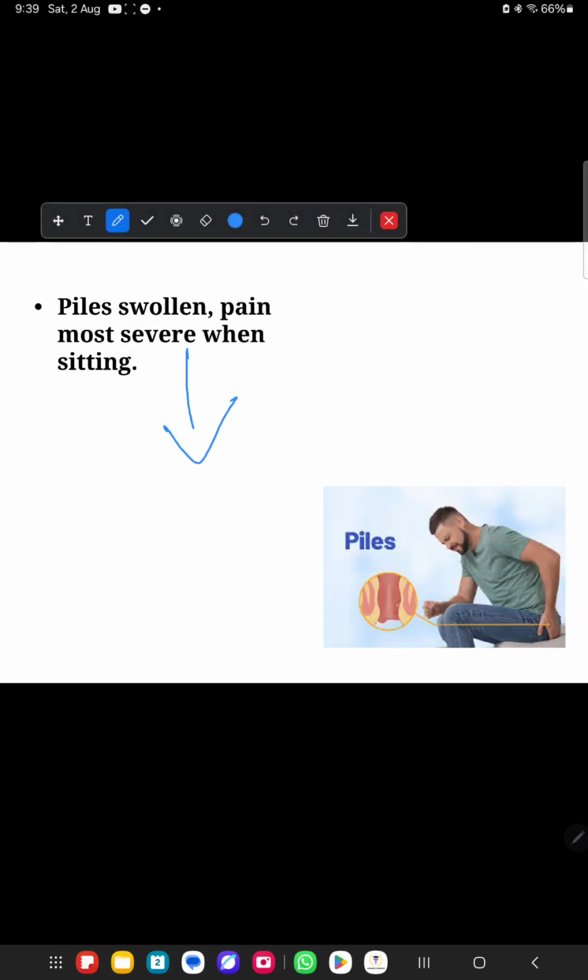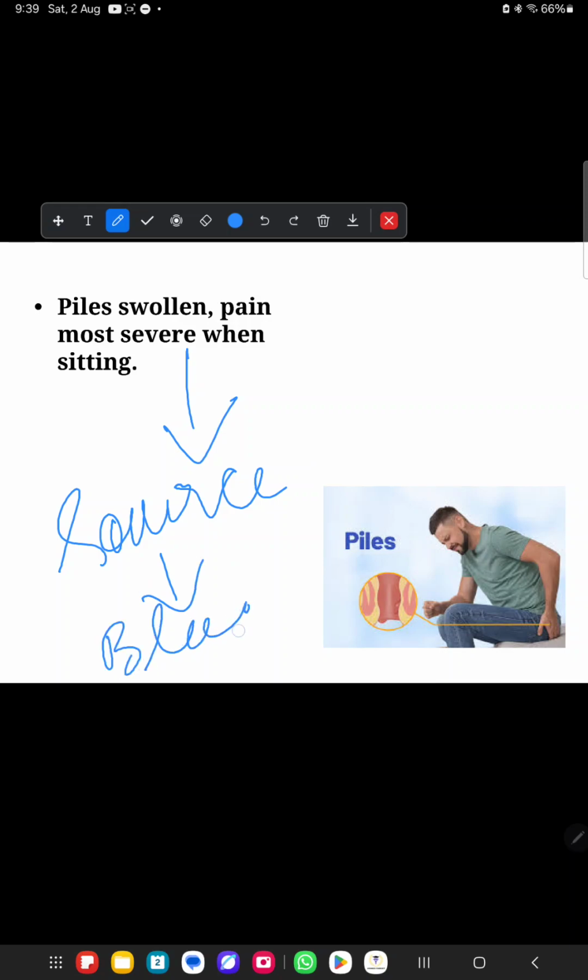Okay, but I want to correlate with these symptoms. Suppose the patient is suffering from piles or hemorrhoids, but at this point I want to correlate with anatomy. So can anyone tell me the name of the source artery? कहाँ से ब्लीडिंग होता है, उस आर्टरी का नाम क्या है? कैन एनीवन टेल? ब्लीडिंग कहाँ से होता है?